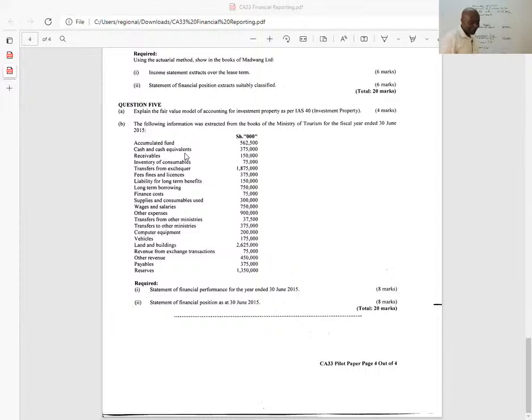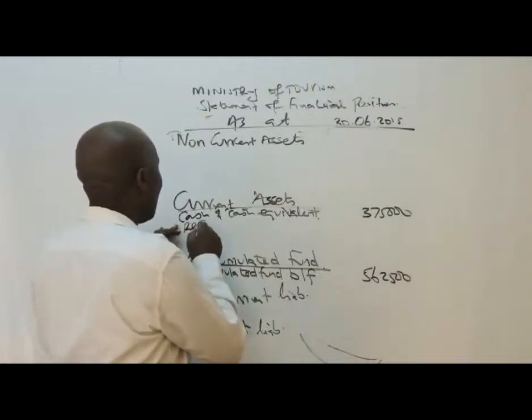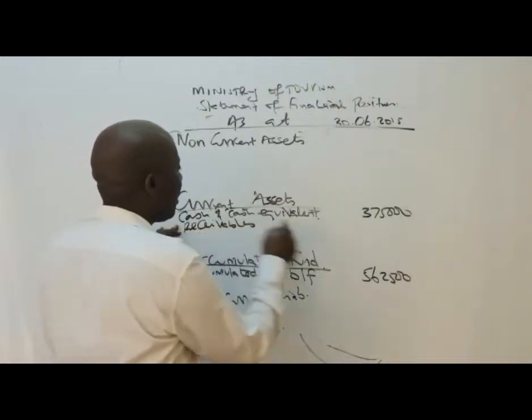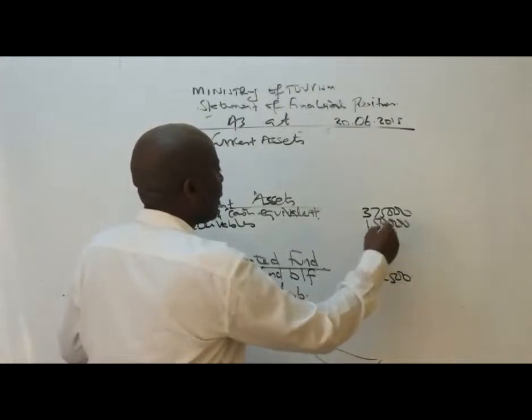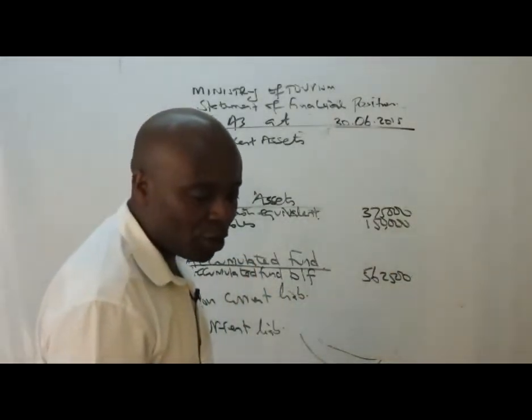Current assets, thank you very much. So receivables, 150,000. Current assets, receivables. After that, ladies and gentlemen, the next one is inventory of consumables.